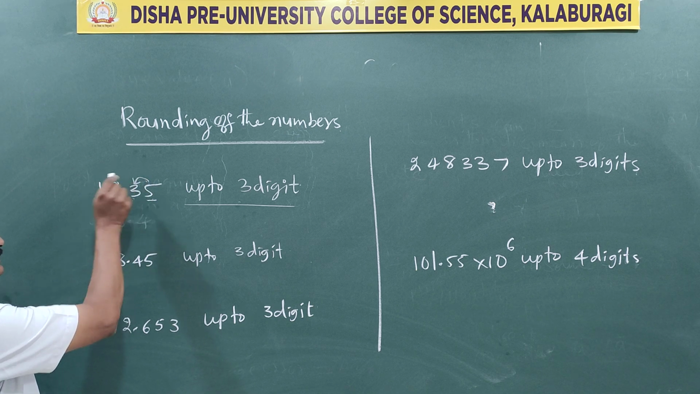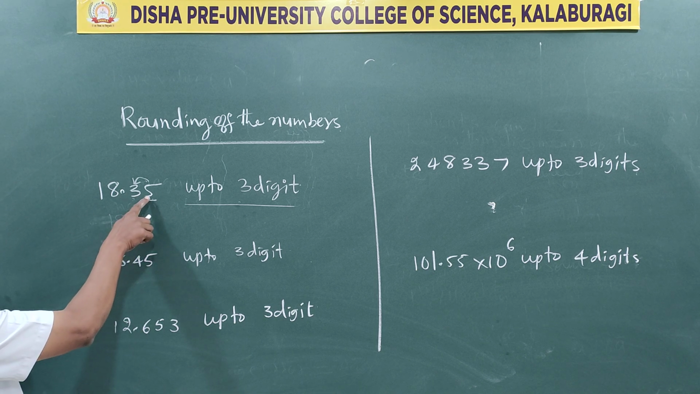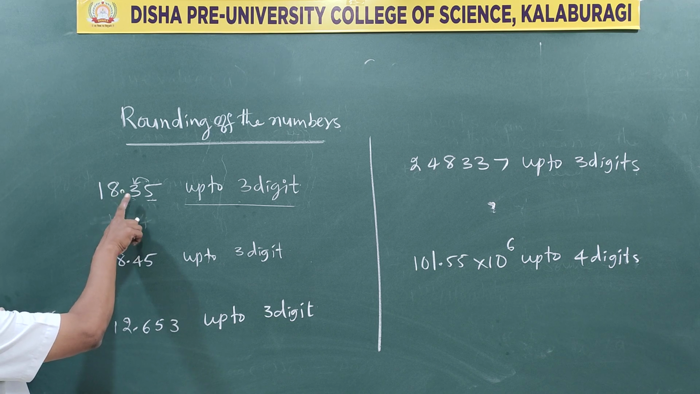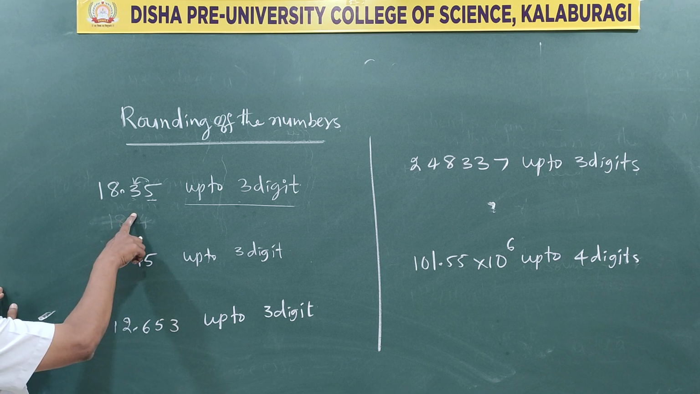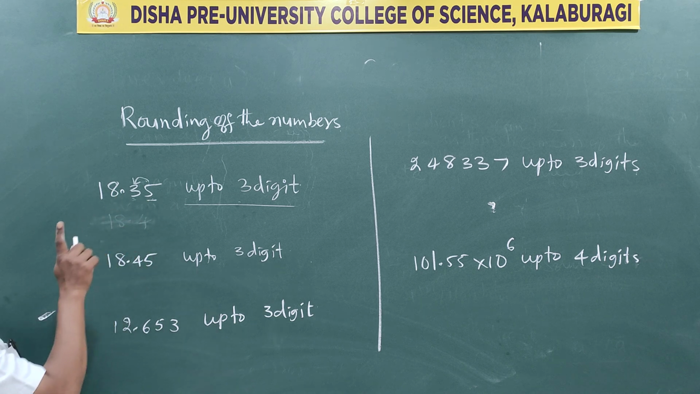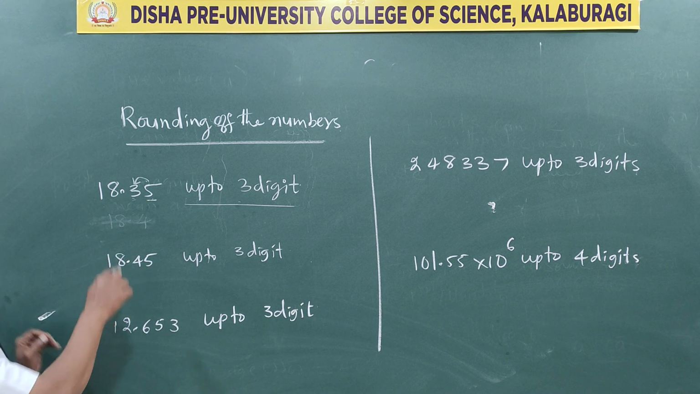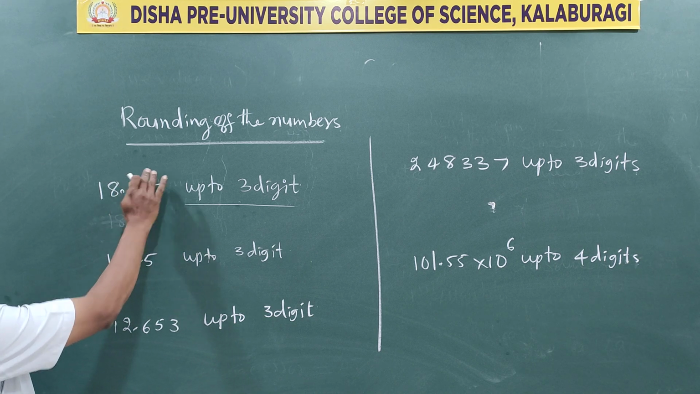If the preceding number is odd, increase it by 1. If the preceding number is even, retain the number. But this concept comes only when you are about to drop the ending number 5. So now 18.35. Now I have ending number 5.